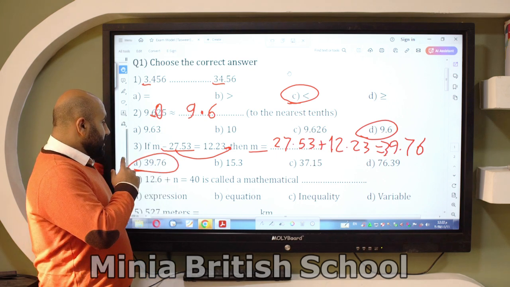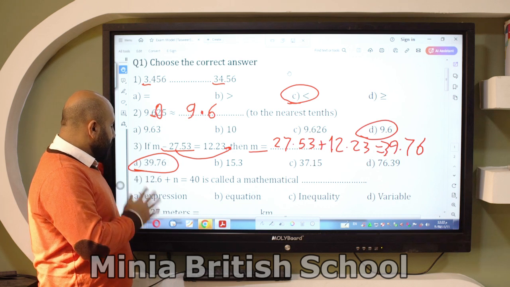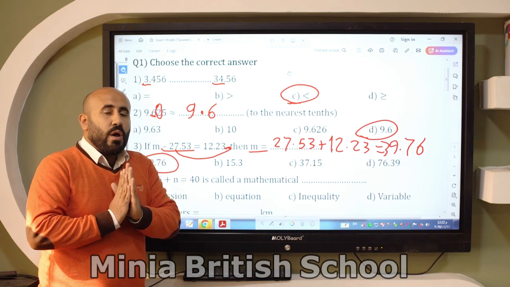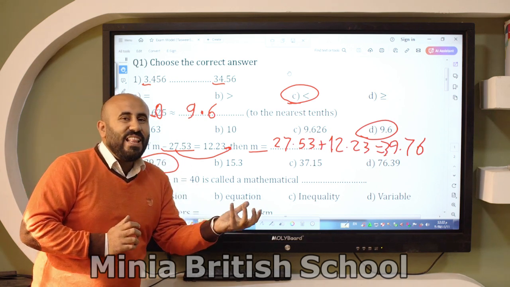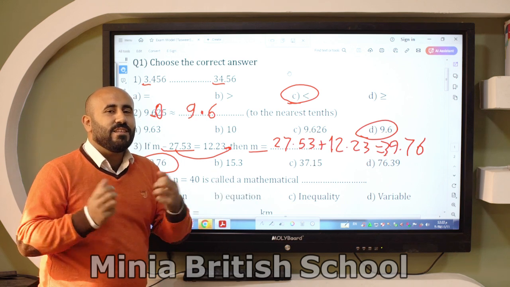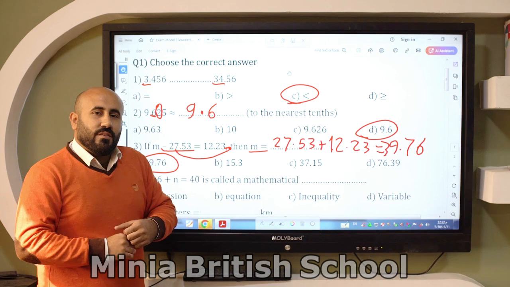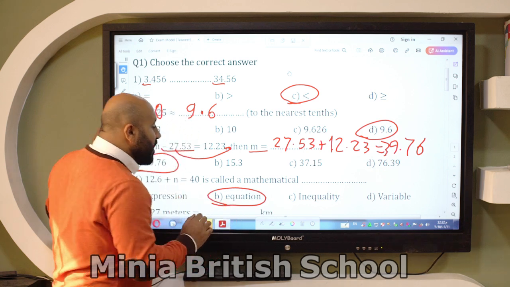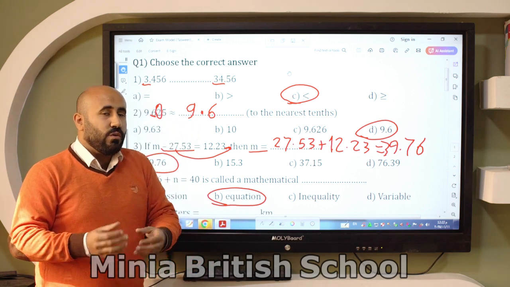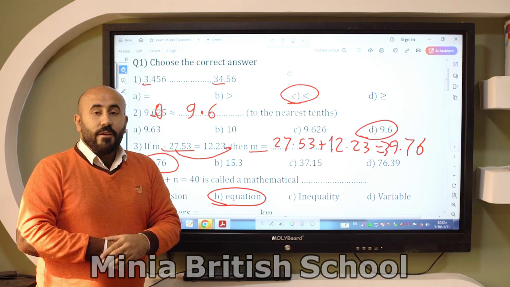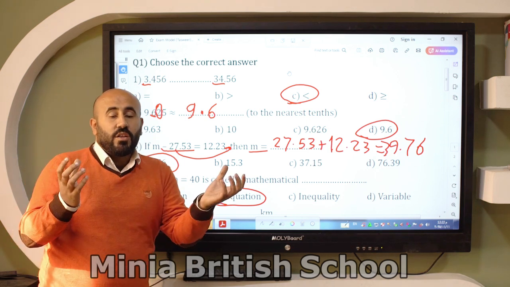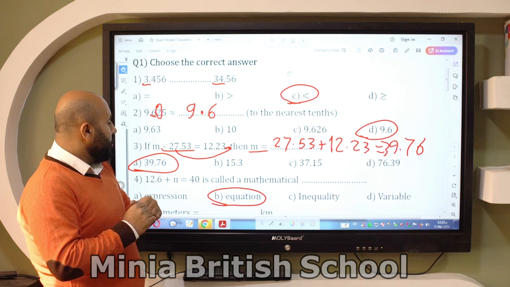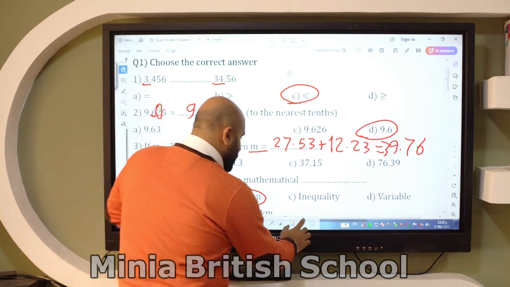Okay. 12.6 plus n equals 40 is called mathematical what? We all know when I see the sign of equal, it means equation. They have the same syllable: equal, equation. So there is an equal, so it will be an equation. What if I found there is no equal? Then it will be a mathematical expression. When I see the equal, that means equation. When I don't see the equal, it means expression. I'm hopeful that you got it. Let's get to the next.